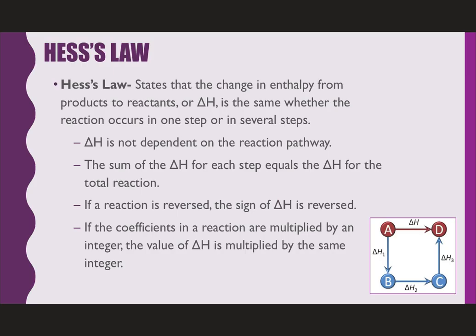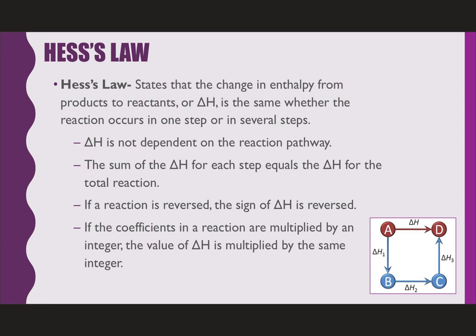Hess's Law states that the change in enthalpy from reactants to products, or the delta H, is the same whether the reaction occurs in one step or in several steps. So that means that it only depends on the beginning and the final. We would say that it's pathway independent. So we can take the sum of all of the delta H's, add them together, and get the total reaction.